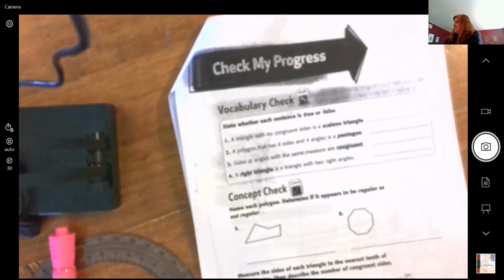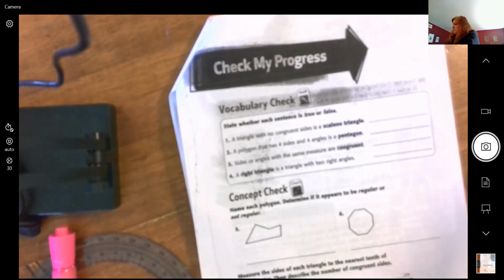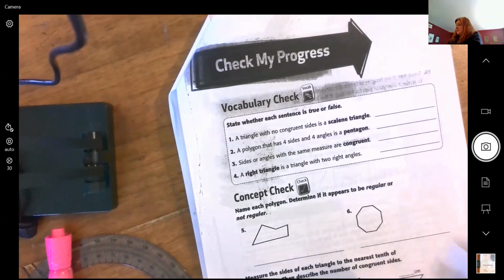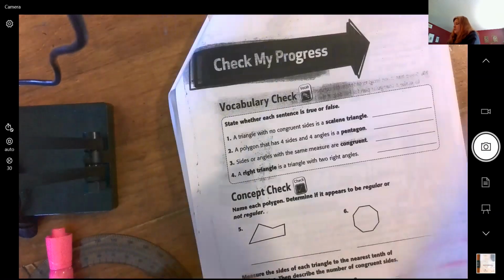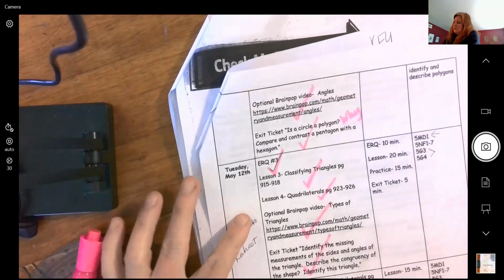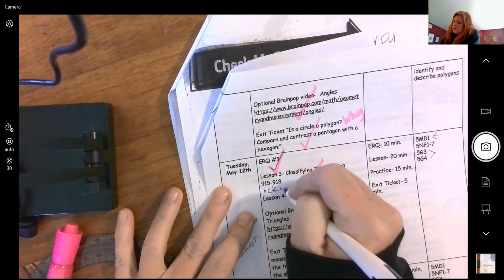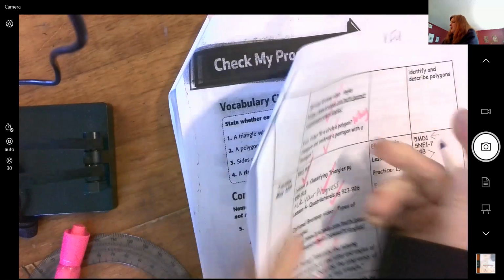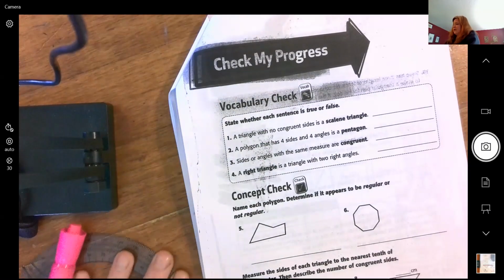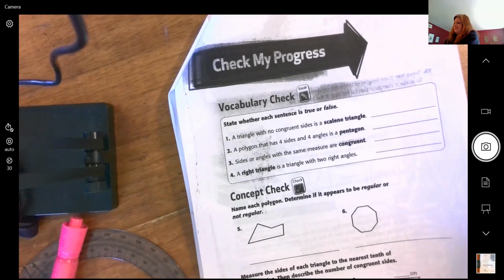All right, now I didn't put this on your assignment, but I would definitely do your check your progress. And I'm going to put it on here so I remember to do it. Check your progress. And I will post a key for these later in the week.